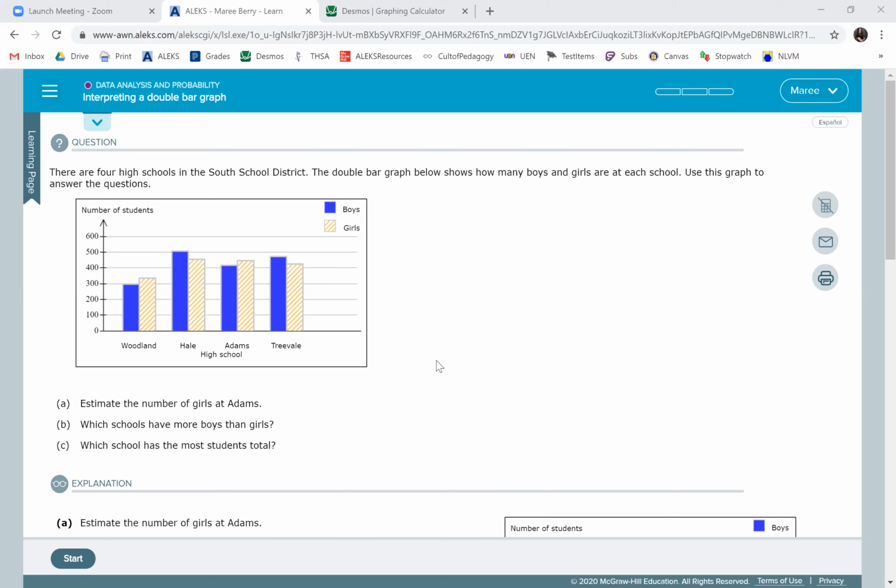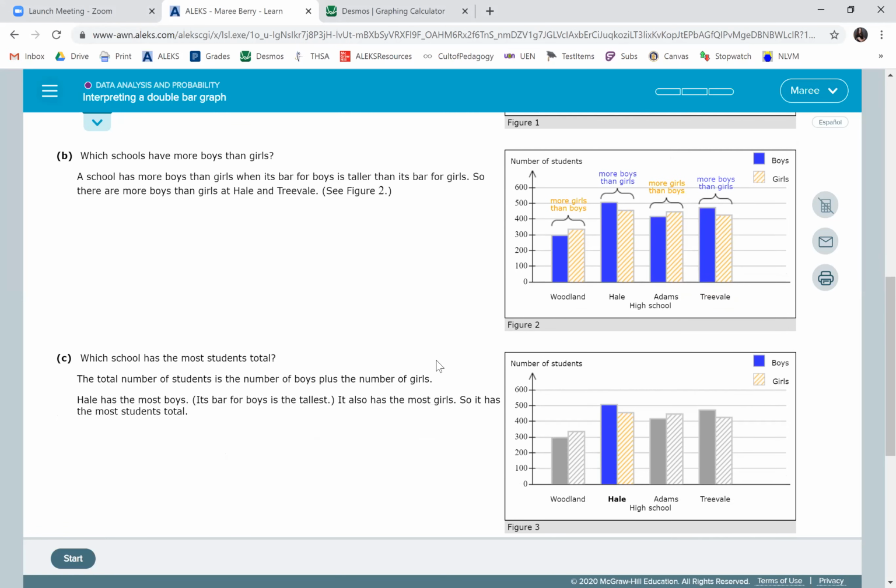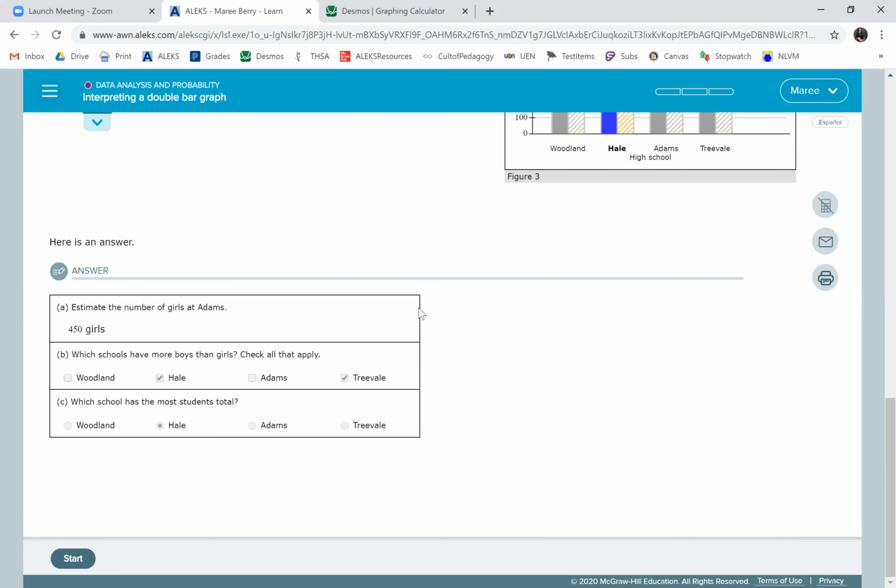And then I'm going to show down here how they explain it because I like the different colors that they use. It says which schools have more boys than girls. So we just want to look for the blue bars that are higher than the one next to it. Notice that they wrote in blue that this has more boys than girls. That's because the blue bar is higher on Hale and Treevale high schools. So on our answers, we would put Hale and Treevale.